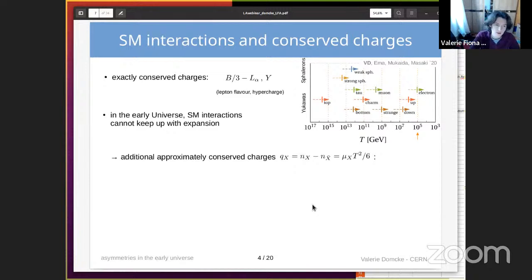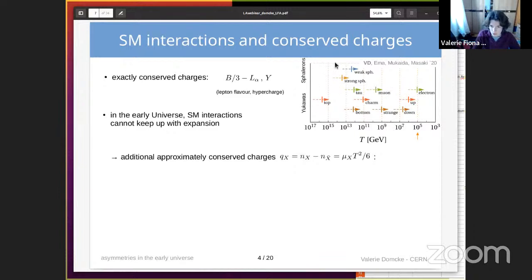But if we go to really the very early universe, on top of these exactly conserved charges, we have approximately conserved charges. So what happens is that as we go higher and higher in temperature, it means we go to faster and faster expansion rate of the universe. And at some point, the different interactions, meaning the Yukawa interaction, the sphaleron process, cannot keep up with the expansion of the universe. And so what this plot on the right indicates is the different standard model interactions as a function of the temperature of the thermal bath when they come into equilibrium, meaning when they become efficient.